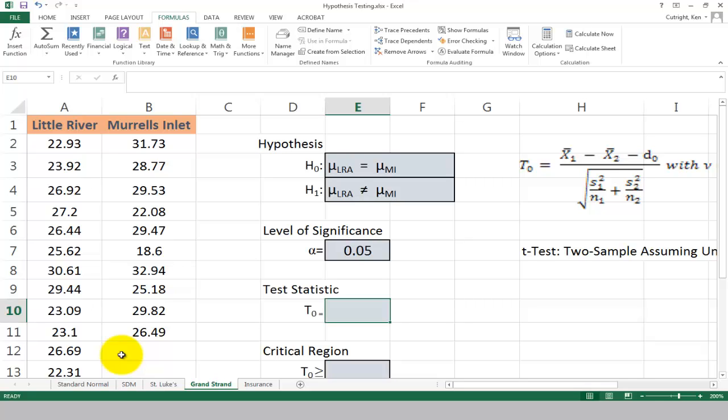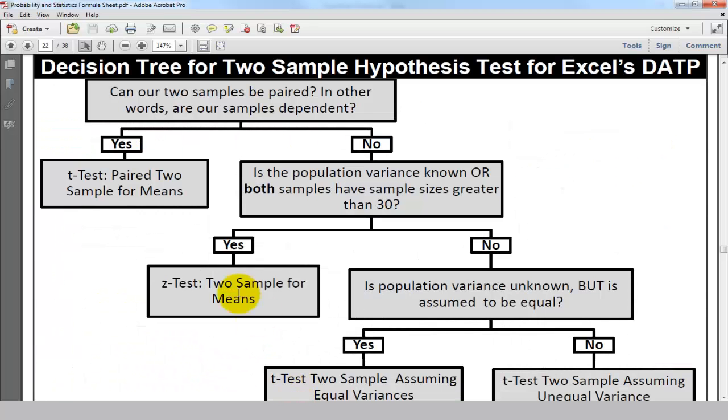So let's go back to our decision tree now. We now know that our data is not paired. So we go over here. Do we know the population variances? Well, no, we don't. All we have is the sample data. If we did know the population variances, the test statistic would be Z. But we don't. So the next question is, do we know whether or not we can assume that the population variances are equal? If we can assume they're equal, we have this t-test. If we assume they're not equal, we have this t-test.